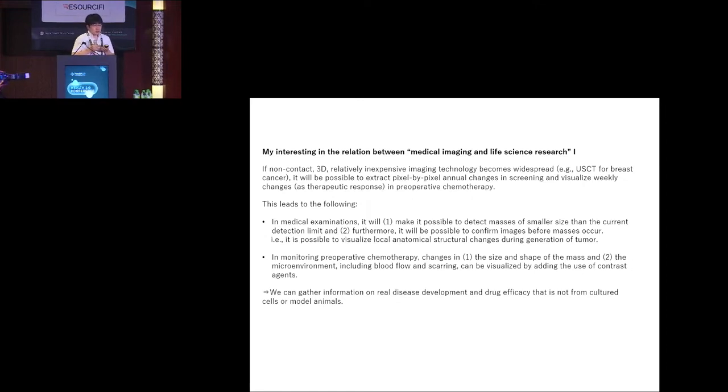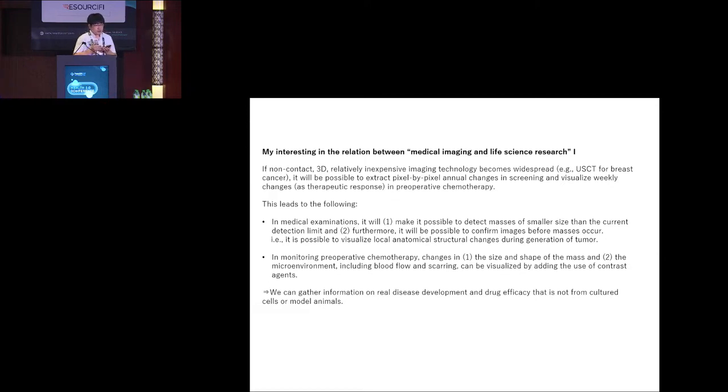Because if we can get a non-contact image, we can check easily pixel by pixel in many images obtained on different days or different years. That point is very important in screening because a patient's internal structure is highly dependent on each patient. But change is a very important information to get the leading information to the disease.